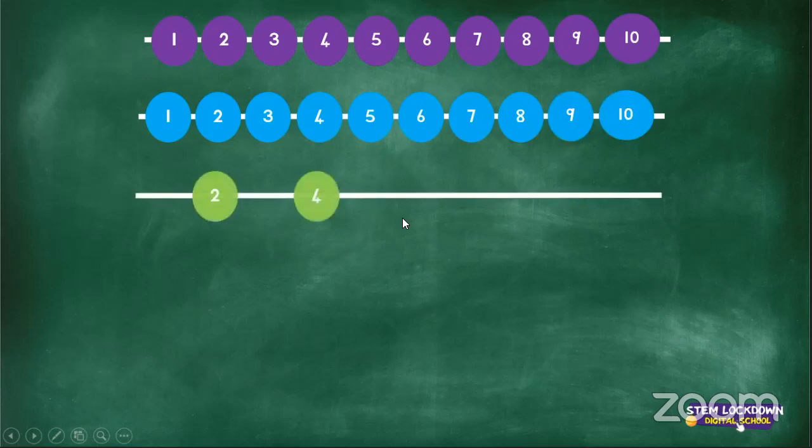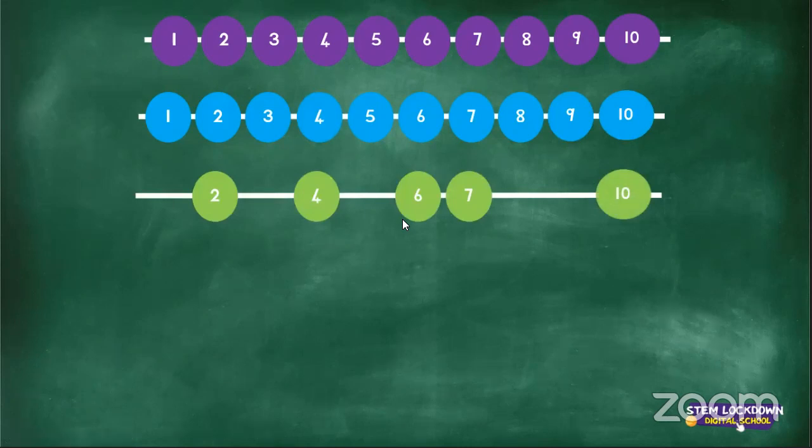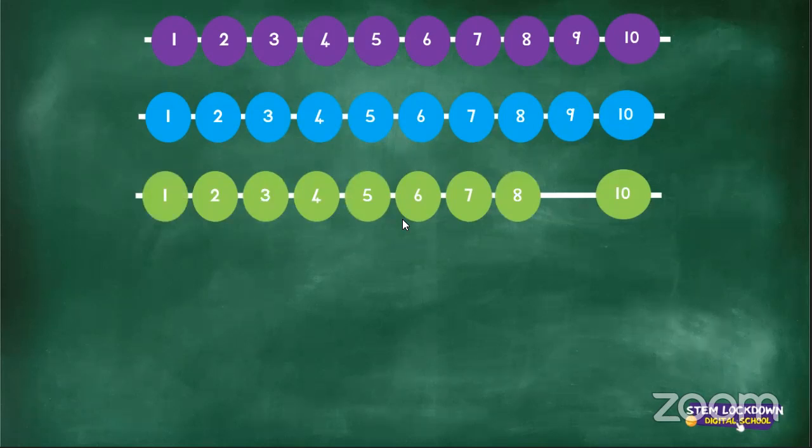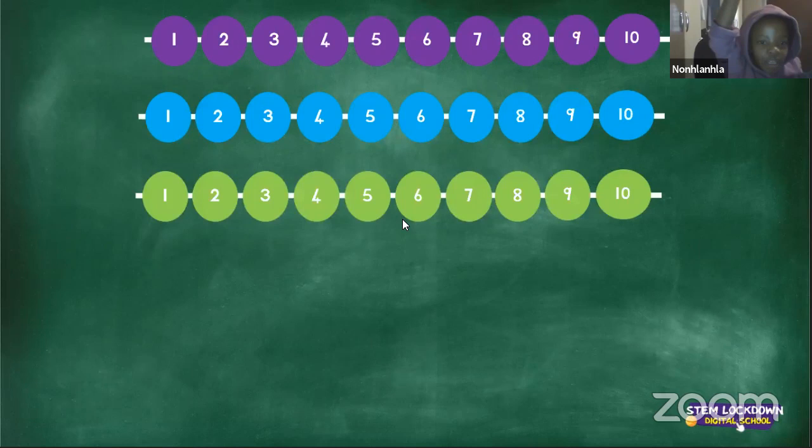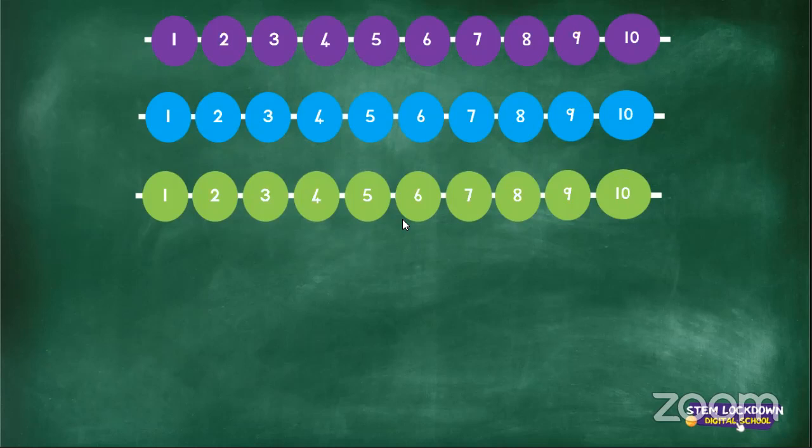All right, let's have a look at the green bead line. Have a look carefully and see which numbers are missing. I know it. 1, 3, 5, 8, and 9. Good job. Well done, grade ones.